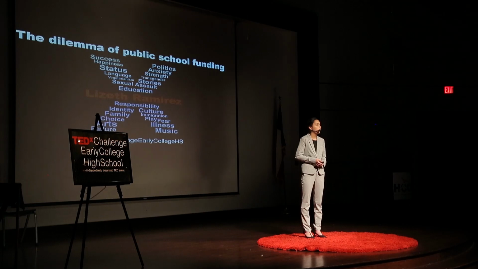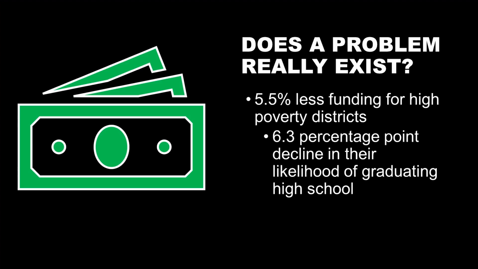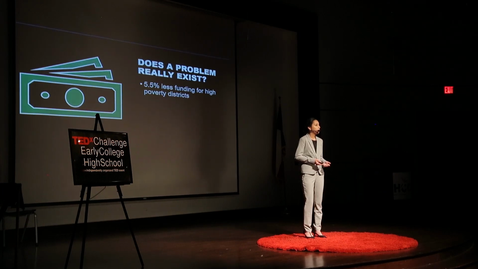As far-fetched as it may sound, a problem exists when it comes to funding public schools, especially when considering high-need districts with a high percentage of economically disadvantaged students and English language learners. And this is no secret for researchers within the state. According to the University of Texas at El Paso, there is 5.5% less funding for higher poverty areas in the state.